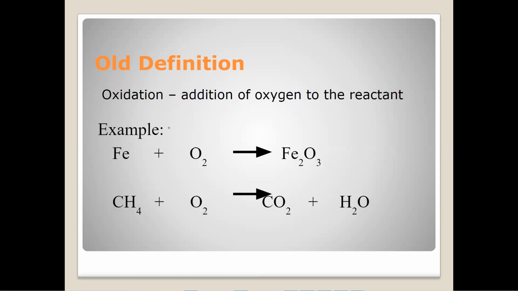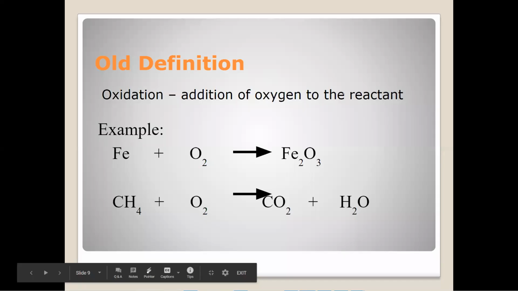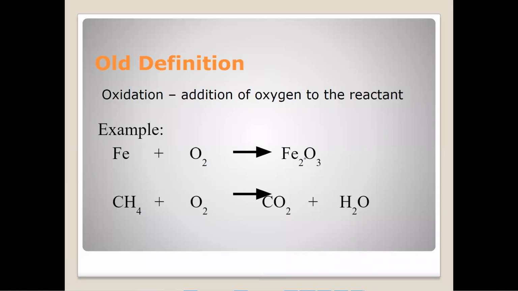Let's explore the first one. In the first example, we have iron reacting with oxygen. What is being produced is iron 3 oxide. So iron reacting with oxygen to produce iron 3 oxide. Immediately, ladies, you can see iron, an uncombined element, now has gained oxygen atoms.